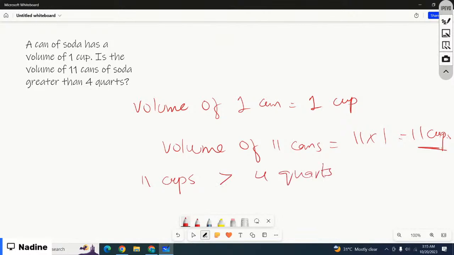You cannot compare until they are in the same unit, right? One of them is in cups and one of them is in quarts. So basically you have to write them in the same units, right? So 1 quart equals 4 cups.